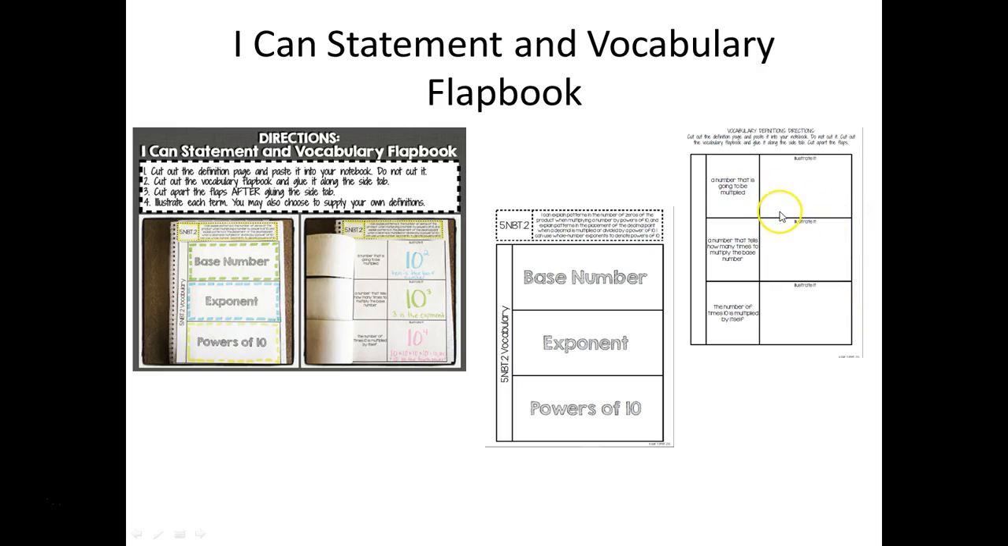Then you're going to cut out the vocabulary flapbook and glue it along the side tabs. You're going to cut this one out, put the vocabulary words on top, and you're just gluing along this long rectangle where it says vocabulary. Cut the flaps so we have our different words separated after you glue it down. Then you're going to illustrate each term. So I want you to draw a picture that's going to help you remember what this word means. You can also put your own definition under it or under the definition over here. Here's an example of what the finished product can look like.